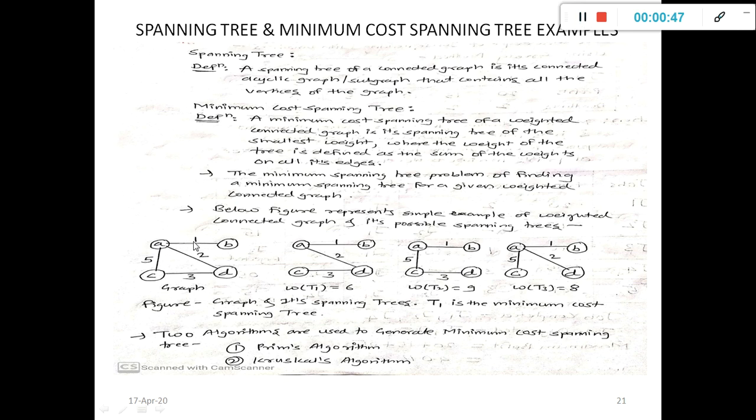Assume that you are given a weighted connected graph as shown in this diagram with 4 vertices like A, B, C and D, and there are edges from A to B with distance 1, from A to D with distance 2, from A to C with distance 5 and from C to D with distance 3. From this original connected graph, possible spanning trees are spanning tree 1, spanning tree 2 and spanning tree 3.